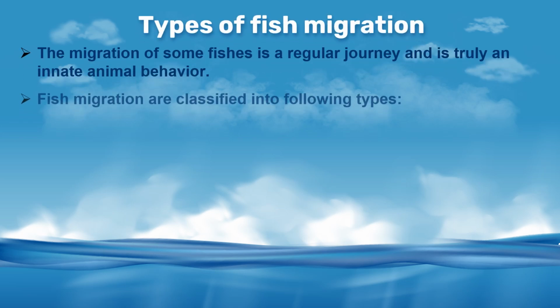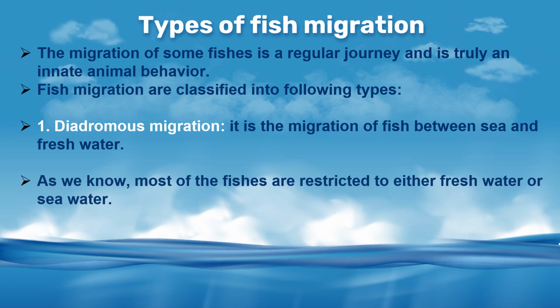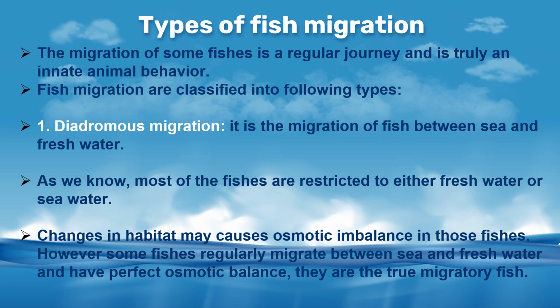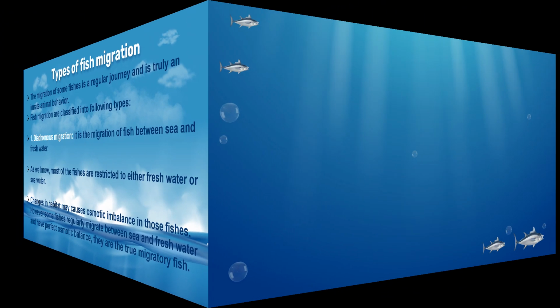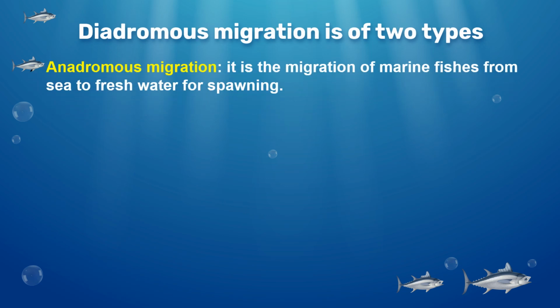Let's discuss all the different types of migration in detail. Diadromous migration. It is a migration of fish between sea and freshwater. As we all know, most of the fishes are restricted to either freshwater or seawater. Changes in habitat may cause osmotic imbalance in these fishes. However, some fishes regularly migrate between sea and freshwater and have perfect osmotic balance. They are the true migratory fish. Diadromous migration is of two types.